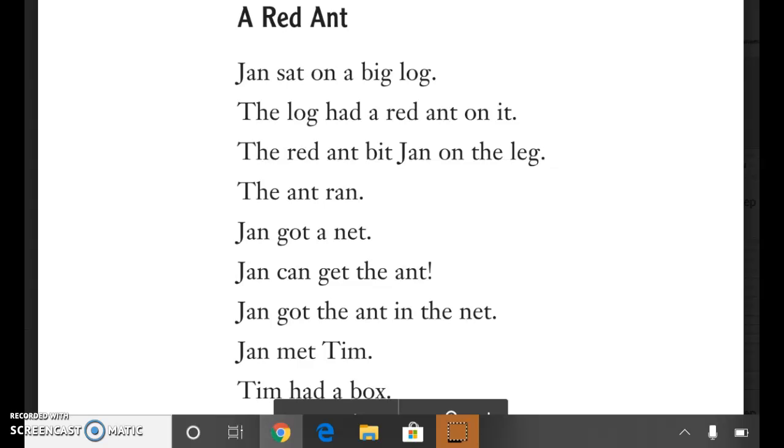All right, guys. So now we're going to read some sentences together, and I will be reading the sentences and then asking you some comprehension questions to see if you understand what is happening in our story. So if we look at the top, it says a red ant in bold. So that tells us that is the title of our story, and that is what our story will be about, a red ant.